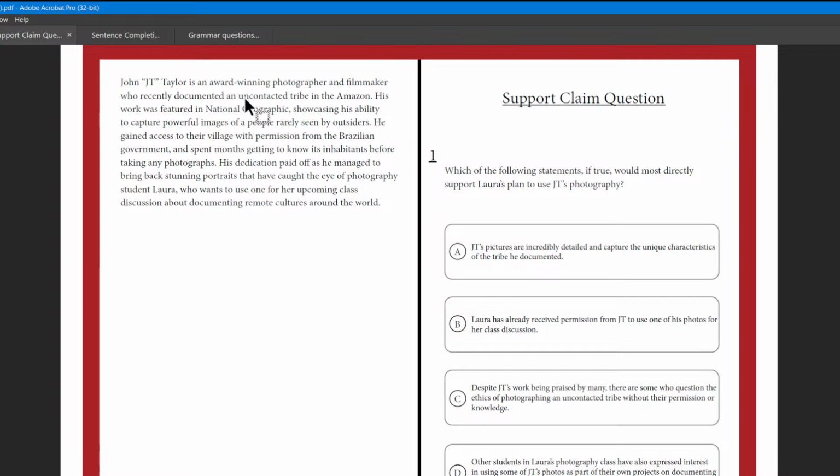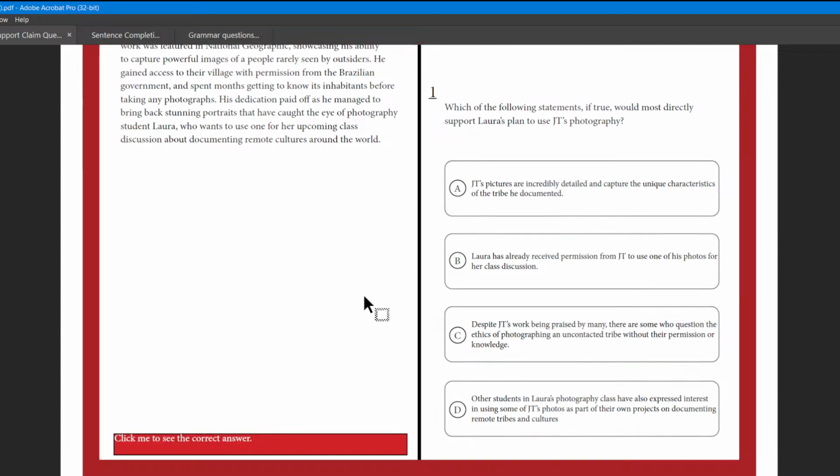And we can go back and see that, okay, there was an uncontacted tribe in the Amazon, and that we're discussing remote cultures around the world. So this is something else to keep in mind. If her class is focusing on this topic, then obviously I would want to pick a source material that really focuses on that topic. And if I got a guy who has pictures of people from an uncontacted tribe in the Amazon, that seems like a pretty good justification. So I already like that first answer. I think you're all right there.